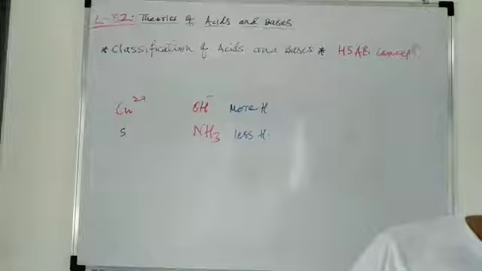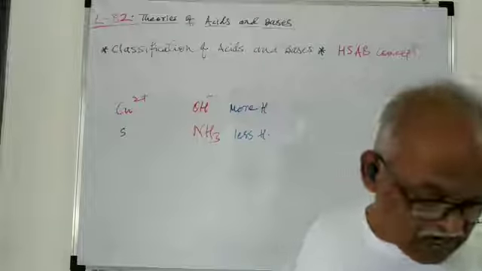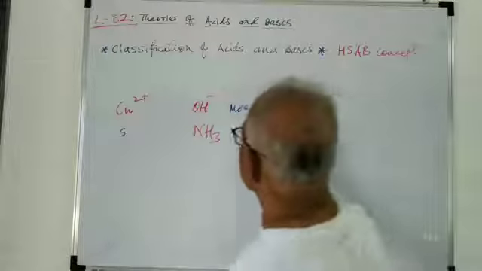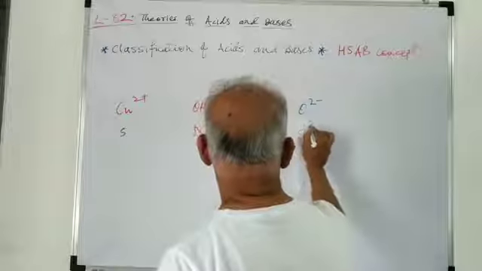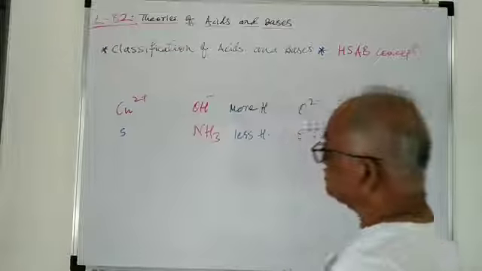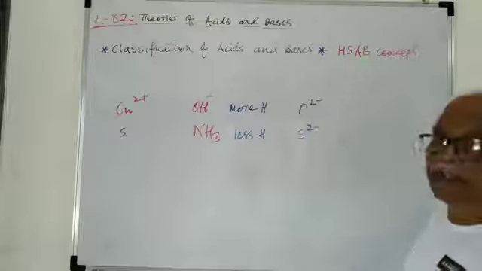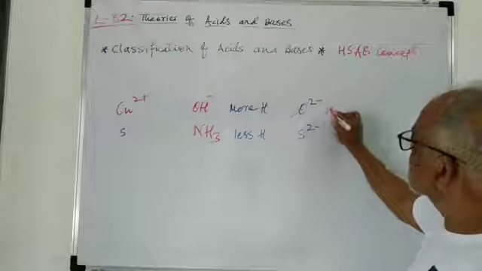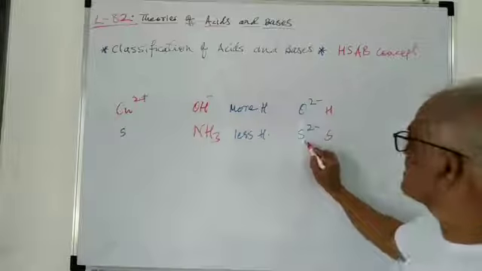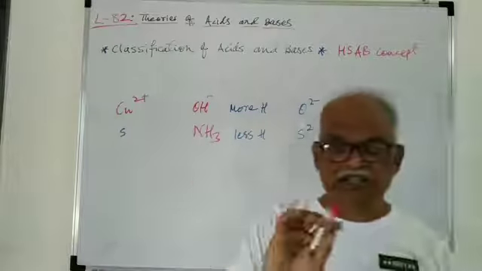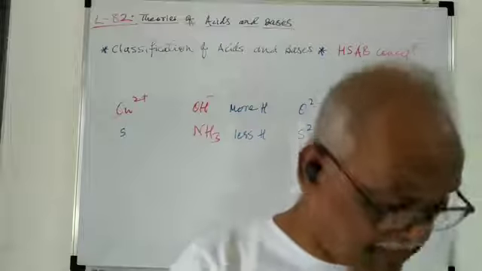Again, if we consider another pair of Lewis bases, O2 minus and S2 minus, here again oxygen is the harder species and this is the soft species. So the soft combination is preferred, and the hard-soft combination is not giving a stable species.